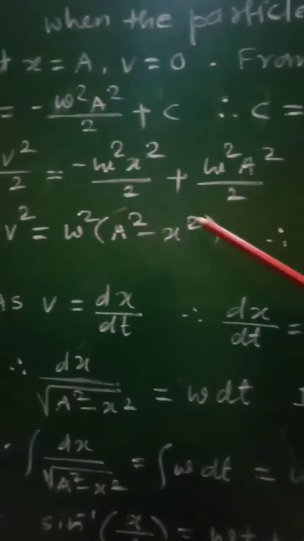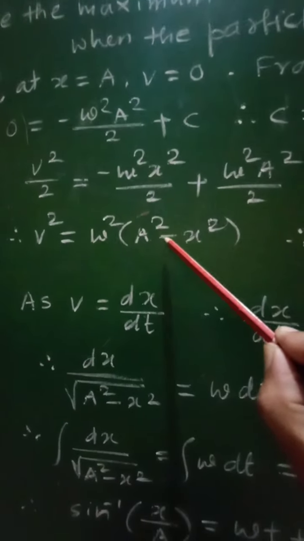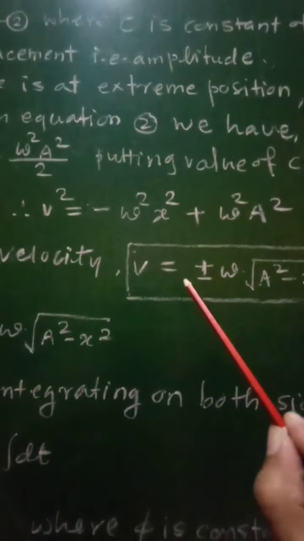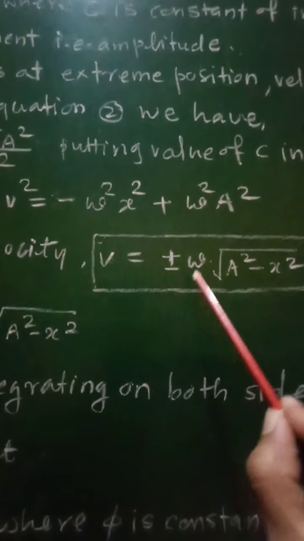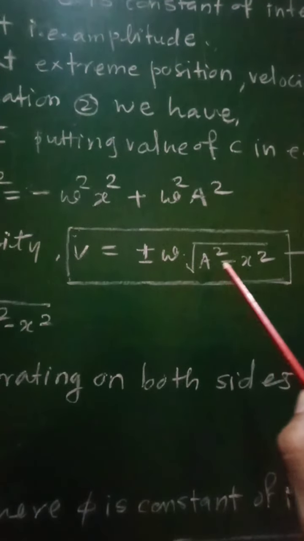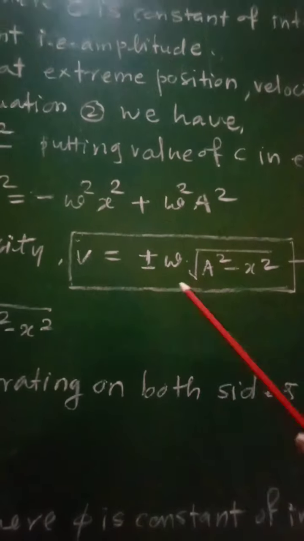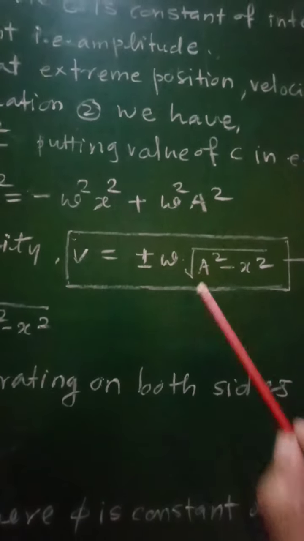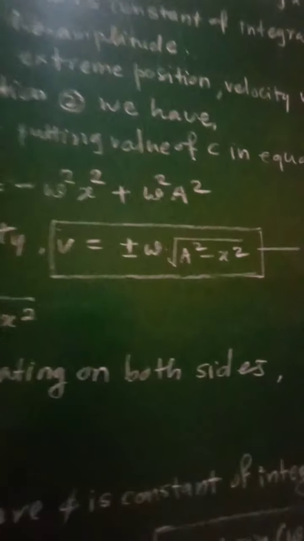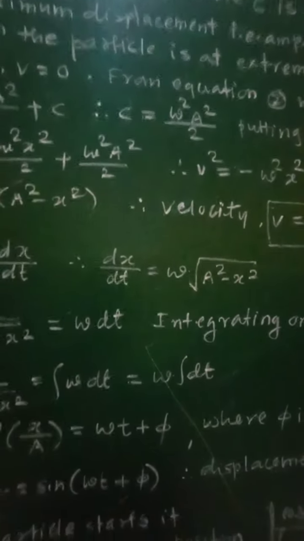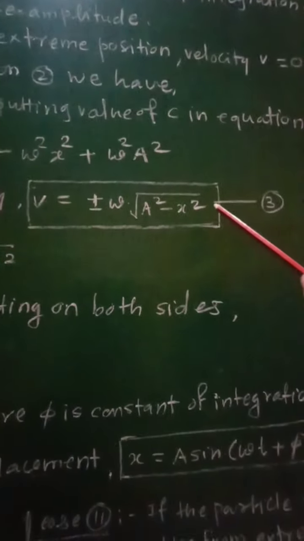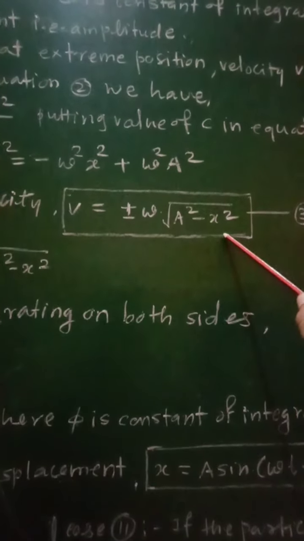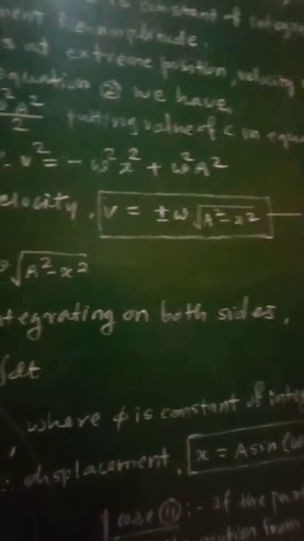So as it is v square equal to omega square into a square minus x square, its square root will be either plus or minus, because plus omega root of a square minus x square, squared, is the same as that of minus omega root of a square minus x square. Now equation number 3 will represent the velocity of the particle performing linear SHM.